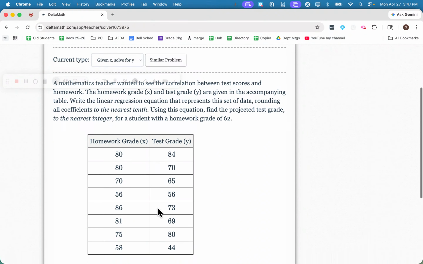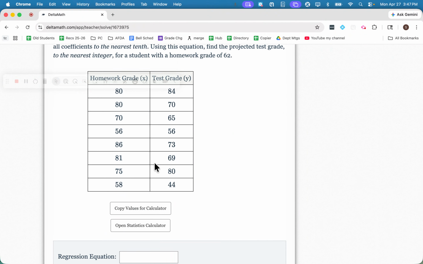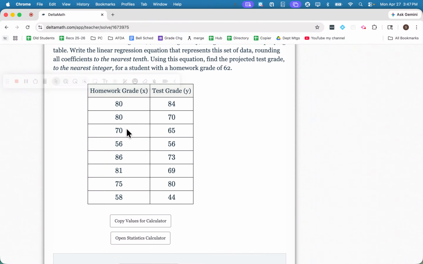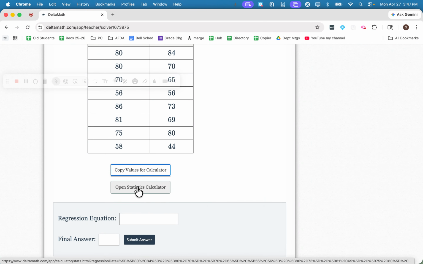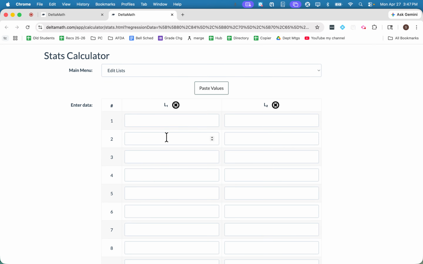Okay, so this is a process. Here are all the homework grades for different students, and these are the grades they got on their test based on their homework. So we're going to copy these values into the calculator. Okay, now the calculator remembers everything. And then we're going to open the statistics calculator. Here we are in a new window, the statistics calculator. It remembers all those numbers.